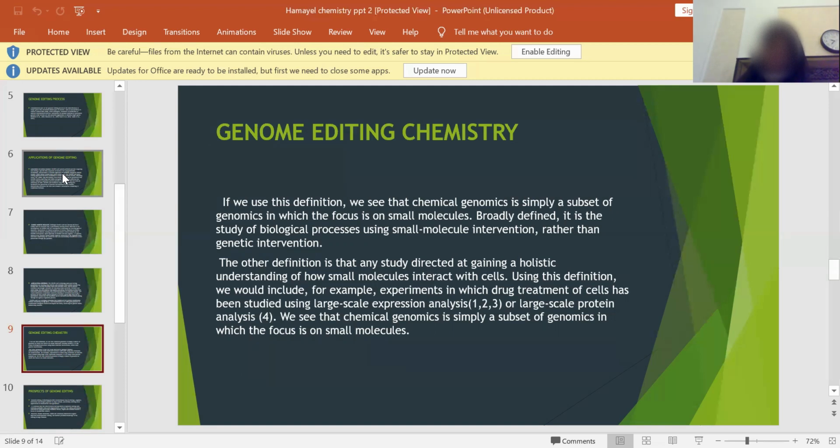The other definition is that it is any study directed at gaining a holistic understanding of how small molecules interact with cells. By using this definition, we would include, for example, those experiments in which drug treatment of cells has been studied using large-scale expression analysis or large-scale protein analysis. We see that chemical genomics is simply a subset of genomics in which the focus is only on small molecules.